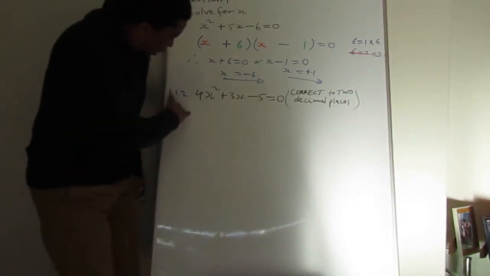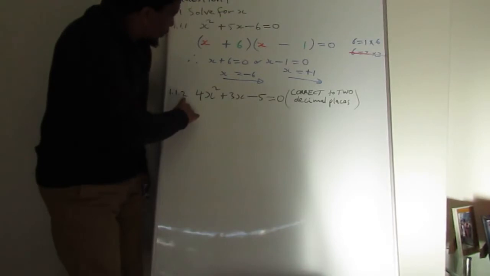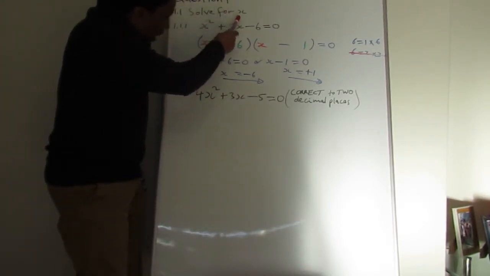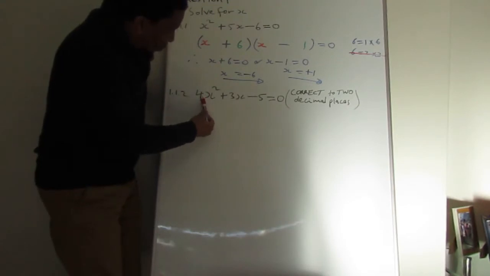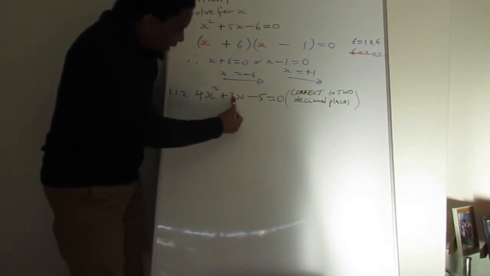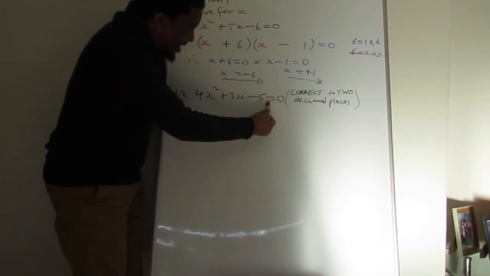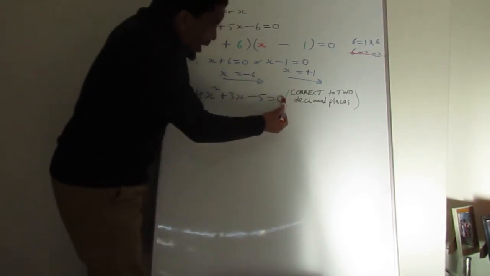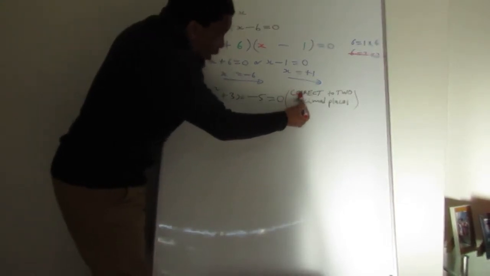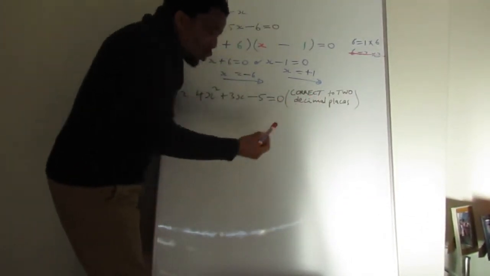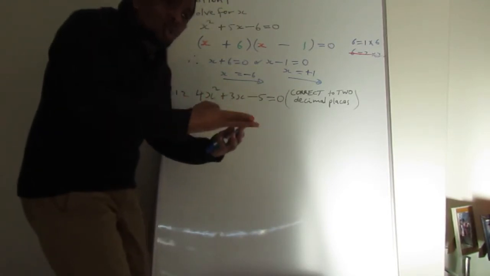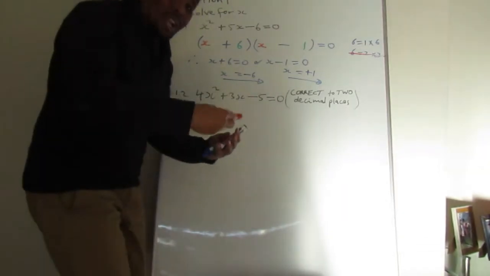Now we are dealing with 1.1.2. The question is still the same. It says solve for x. If 4x squared plus 3x minus 5 is equal to 0, it is stated that you need to correct to 2 decimal places.